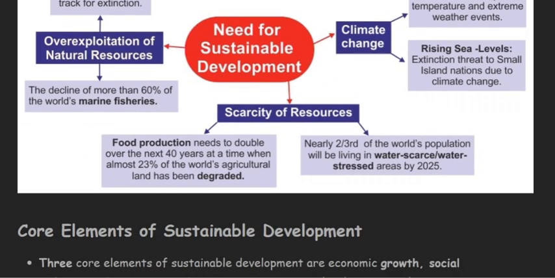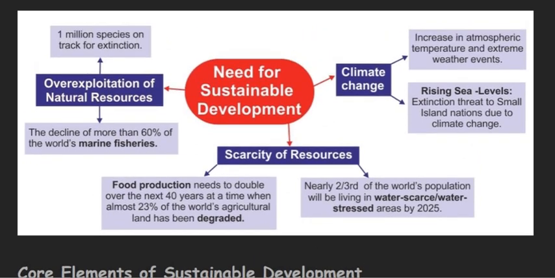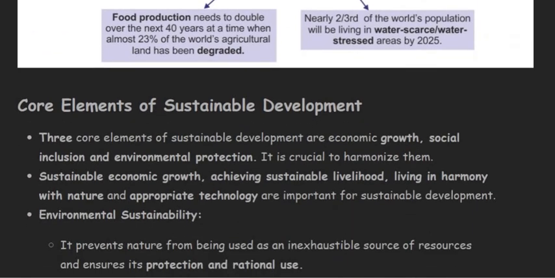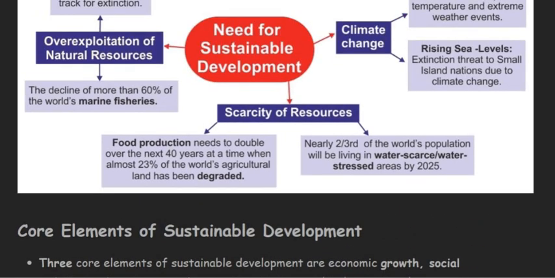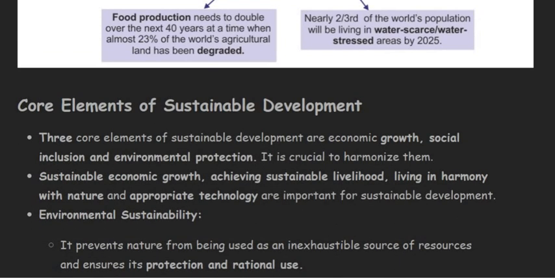Core elements of sustainable development. 3 core elements of sustainable development are economic growth, social inclusion, and environmental protection. It is crucial to harmonize them. Sustainable economic growth, achieving sustainable livelihood, living in harmony with nature, and appropriate technology are important for sustainable development.